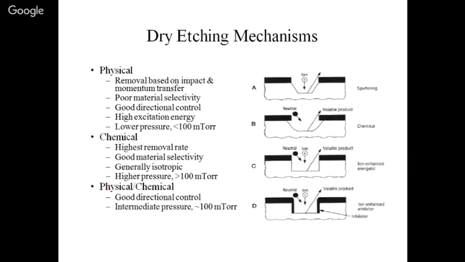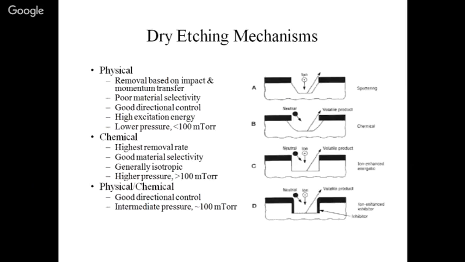So that is 100 millitorr. 100 millitorr means, say, 1 millitorr is 0.001 torr, which is 0.133 Pascal. So then you can easily determine what the pressure is over here.